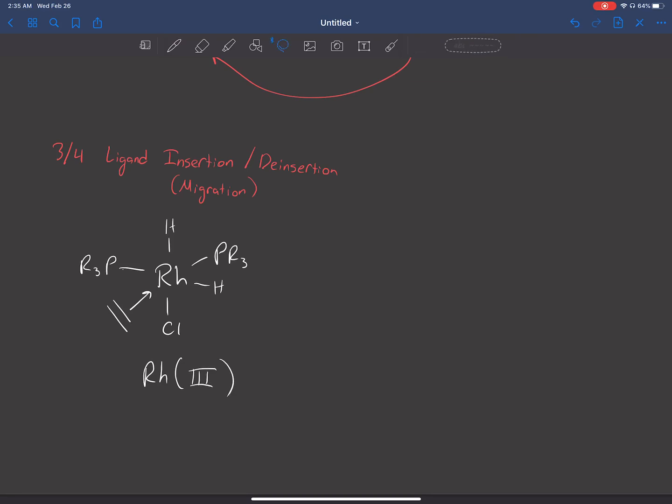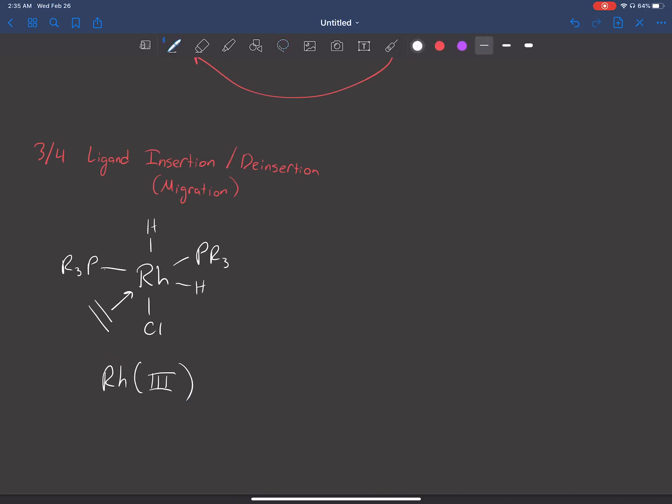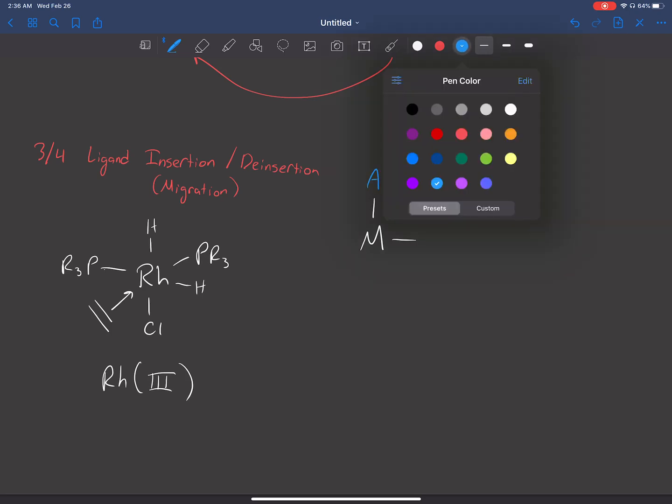All right. Now, this is a little bit of a tricky sort of reaction, the ligand insertion. And also keep in mind, it's also called a migration, which might be easier to see. What I'm going to do is draw a little schematic here that may make it easier to understand. If I have a metal, I'm just going to write it as M. And I have 2 random ligands. Let's say ligand A. And let's pick orange, let's say ligand B.